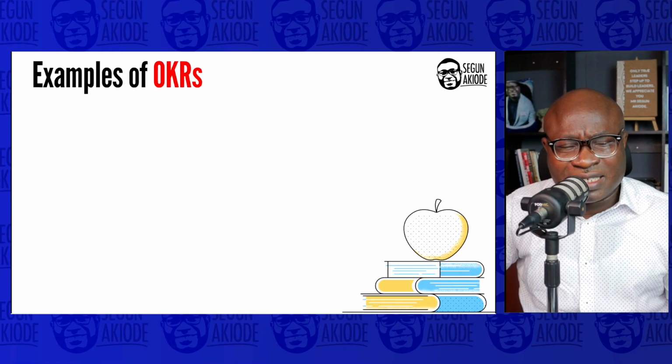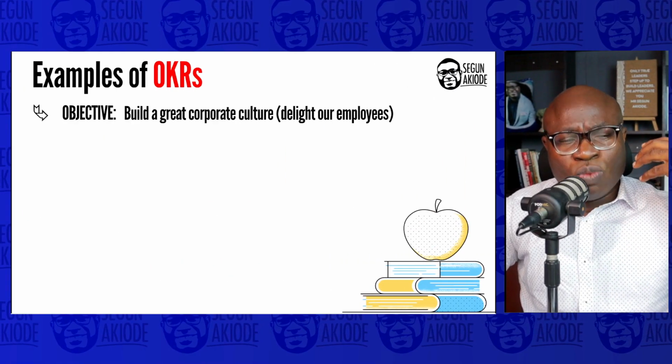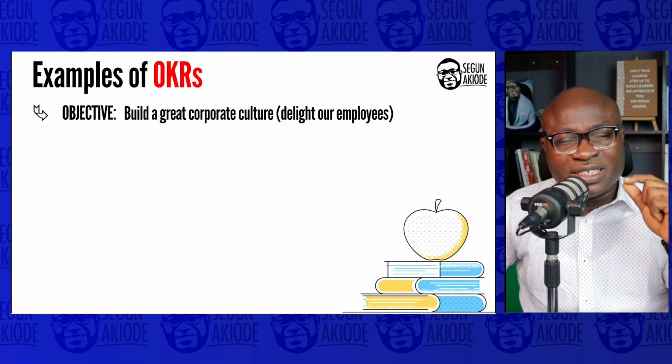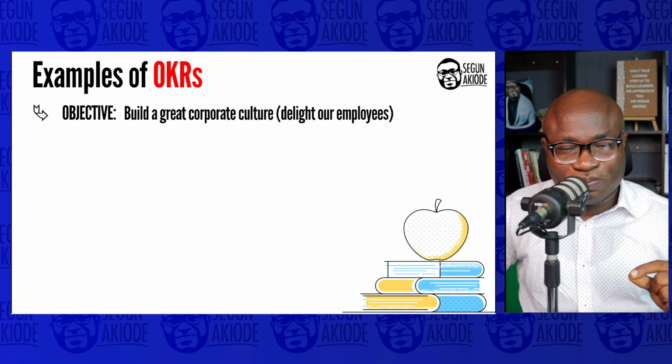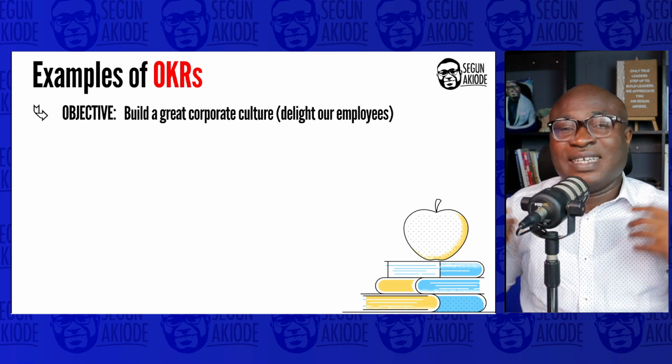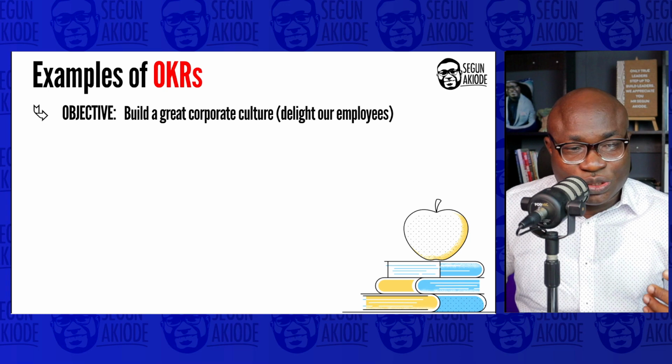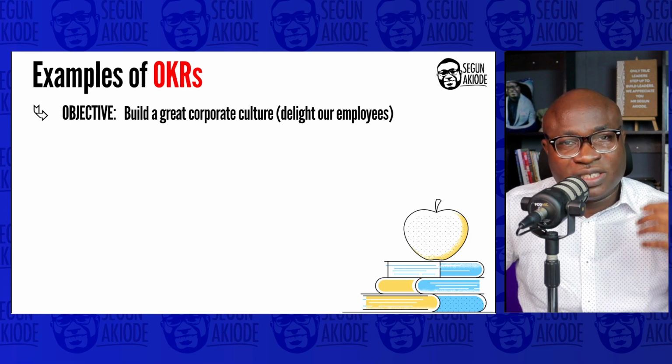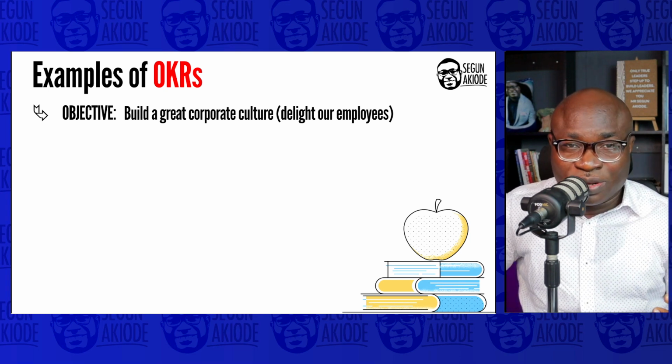Well, another interesting example of OKR is this: we want to build a great corporate culture. That means we want to delight our employees. We want to delight them. That's the audacious goal. Build a great corporate culture. How are we going to know we have achieved this?